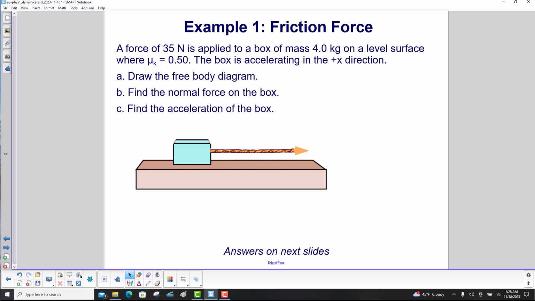Example 1, friction force. A force of 35 newtons is applied to a box of mass 4 kilograms on a level surface where mu k equals 0.50. The box is accelerating in the x direction. Draw the free body diagram, find the normal force on the box, and then find the acceleration of the box. Answers will be on the next few slides.